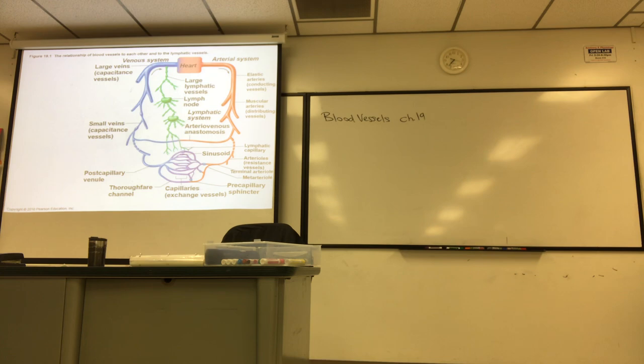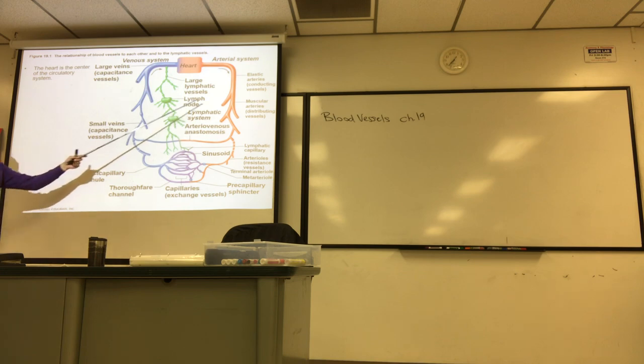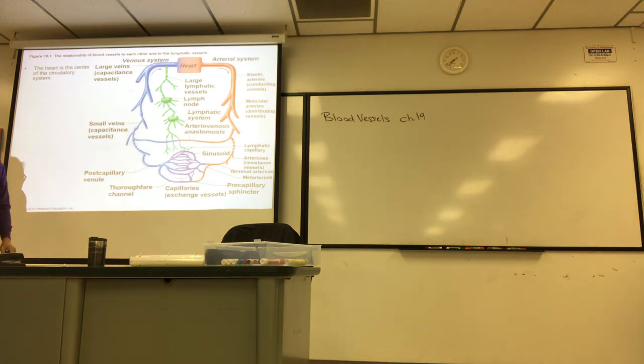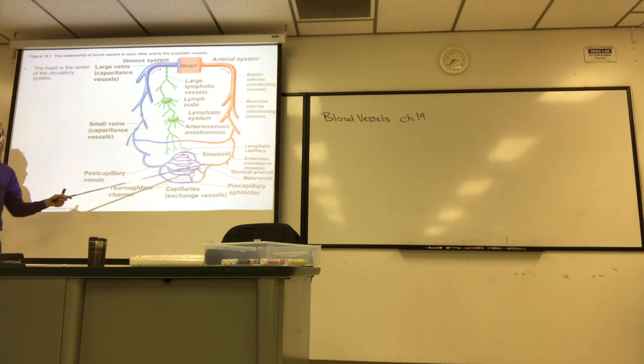Now this slide has some things I haven't mentioned before. It shows the heart as the center of the circulatory system, right there. And then it shows the different types of arteries that I haven't mentioned yet. I'll get into it. But it mentions elastic and muscular arteries, and as arteries branch, they get smaller and smaller. And then you get to the smallest arteries called the arterioles, that feed the capillary beds.